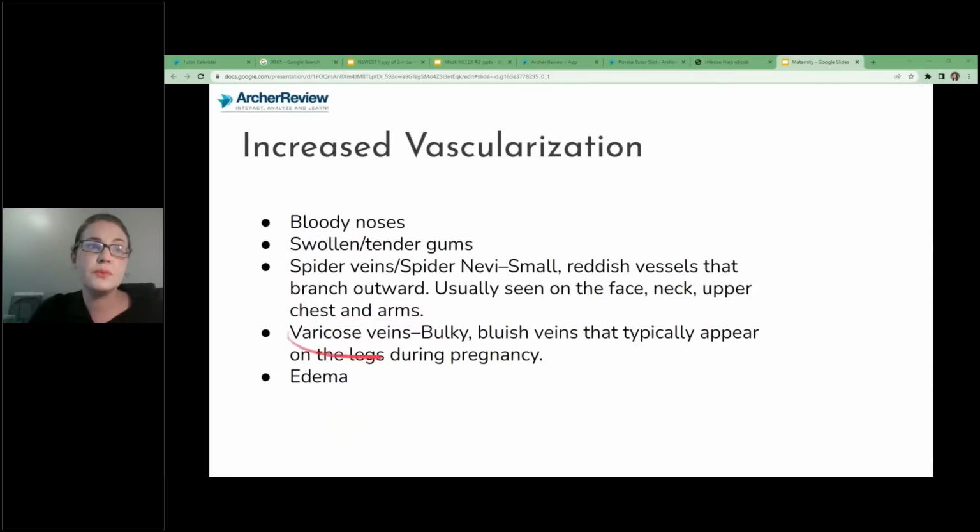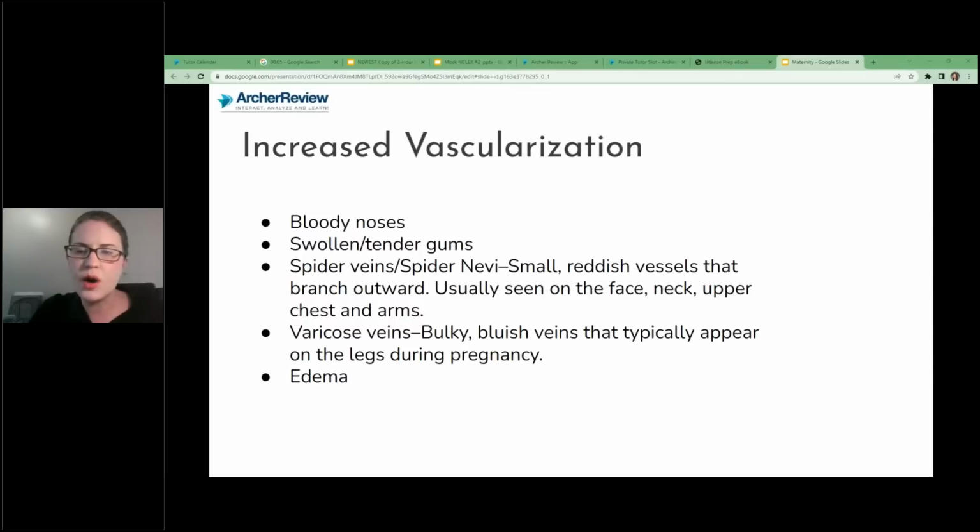Very commonly, women get varicose veins. Those are those bulky bluish veins that typically occur on the legs during pregnancy. Again, family history plays a really big role here. One of the best things you can do to avoid those is when you're pregnant, avoid standing or sitting with crossed legs for long periods of time. These patients want to elevate their feet frequently.